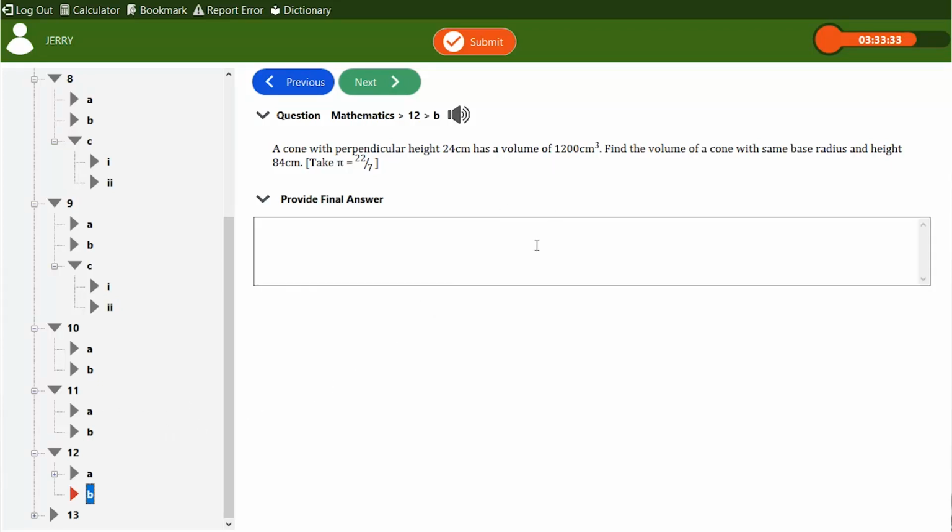A cone with perpendicular height of 24 cm has a volume of 1,200 cm³. Find the volume of a cone with same base radius and height of what? 84 cm. Good. This question needs to be technical too, though the name of the shape is known.